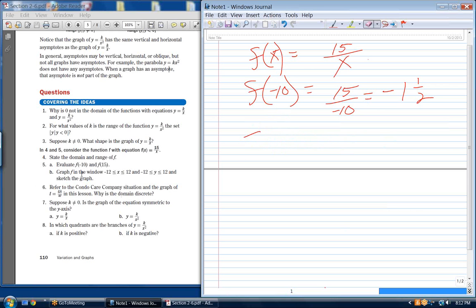And graph f in the window minus 12. I presume they want you to do that on your calculator? And sketch the graph, yeah, definitely. Okay, let me pull it out. Okay.